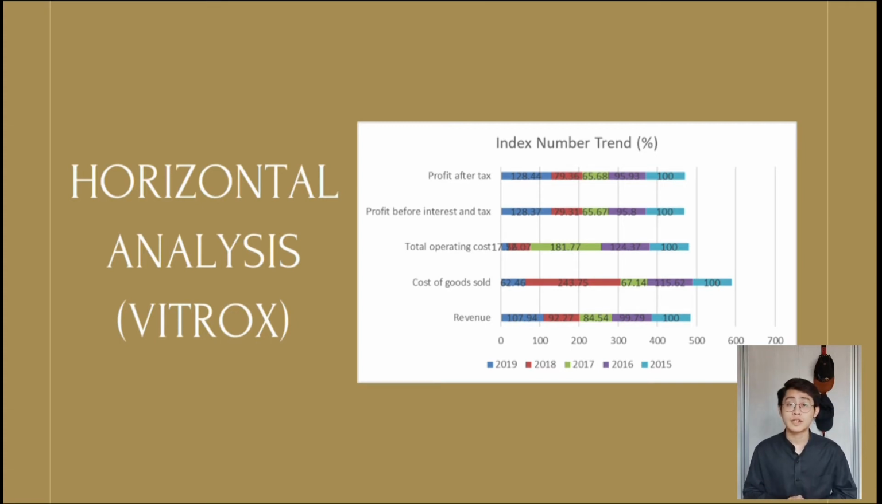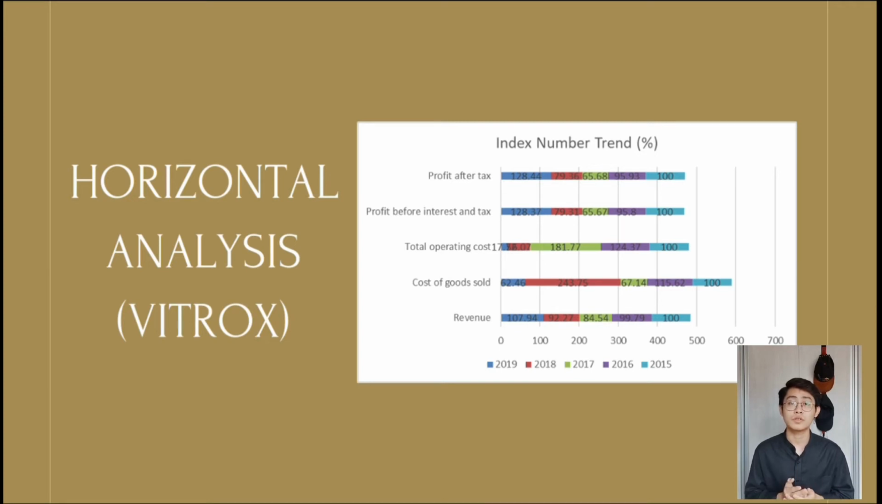After that, we move to total operating costs. As we can see on the chart for the 5 consecutive years, the index number trend percentage for 2015 is 100% and it rose in 2016 and 2017 from 124.37% to 181.77%, but it started to decrease in 2018 and 2019 from 56.7% to 17.72%. The possible reason for these changes might be the ongoing expenses incurred from the normal day-to-day of running a business.